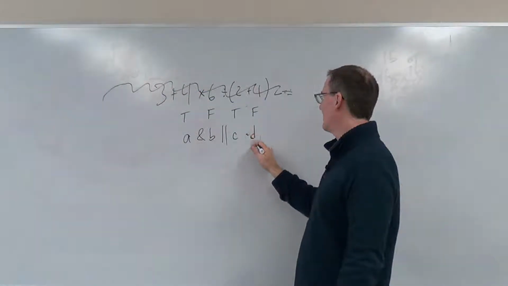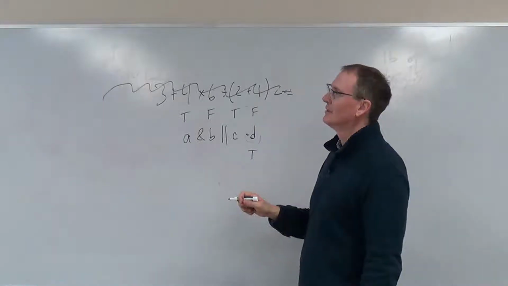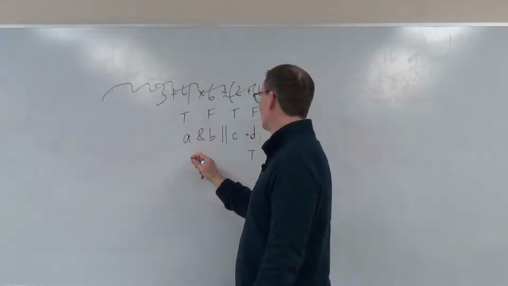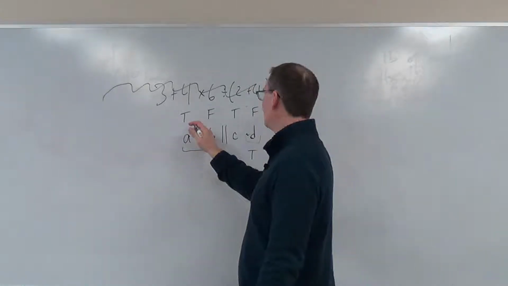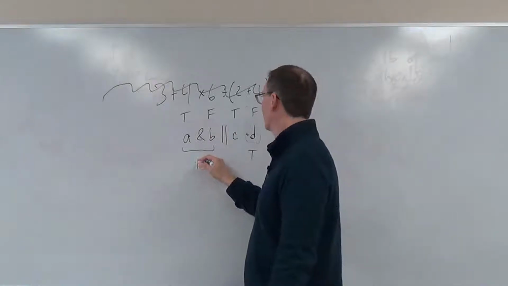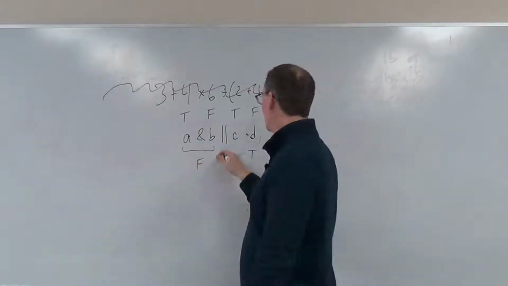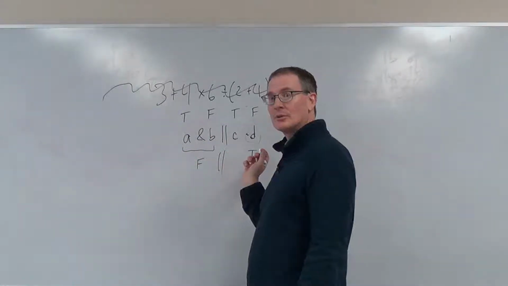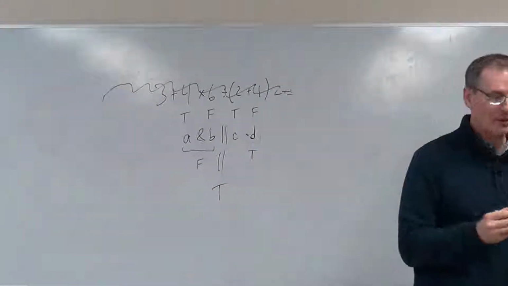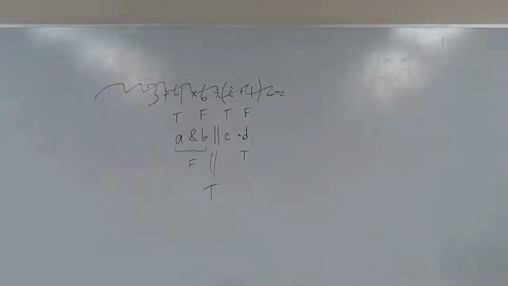So the first thing it does is say not D. So that's a true. Then it does the ands from left to right. So the next thing it does is say A and B. Now, A, true and false, is false. And then it does the ors. So false or true is true. Okay, we can actually do that. So it's possible to do this.